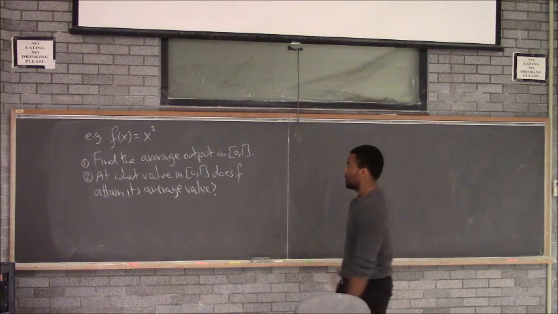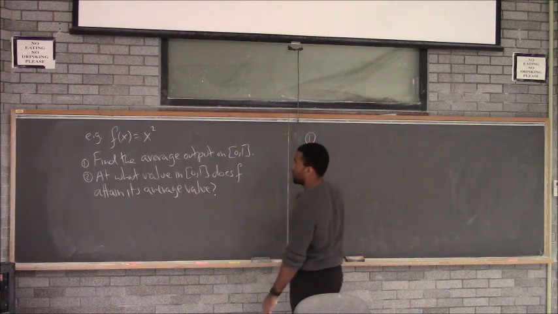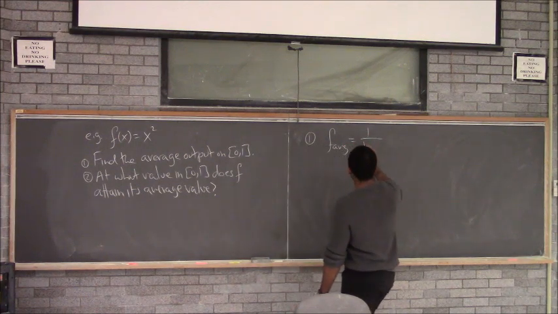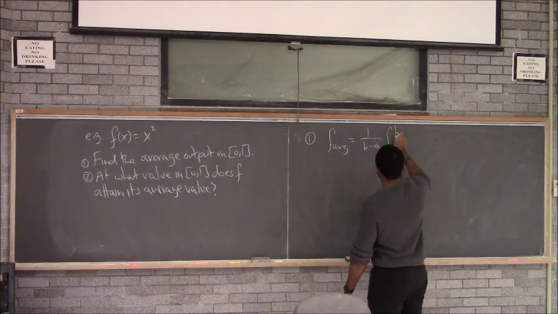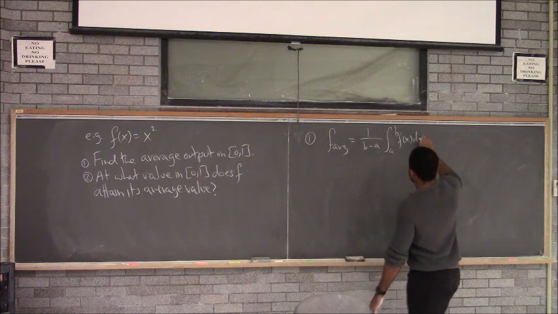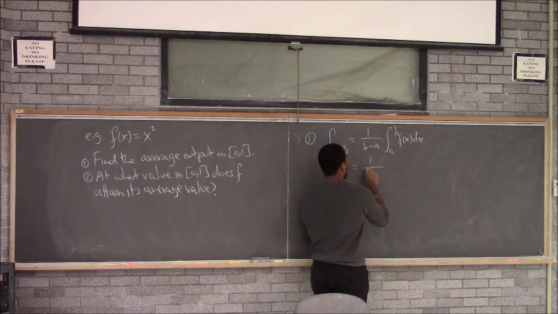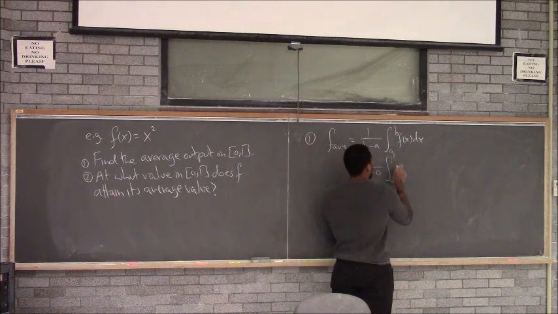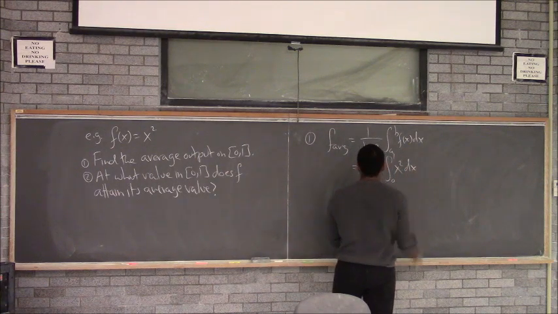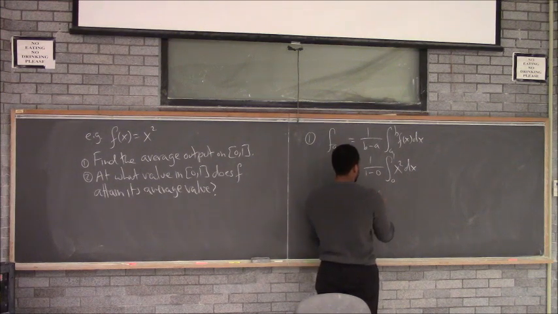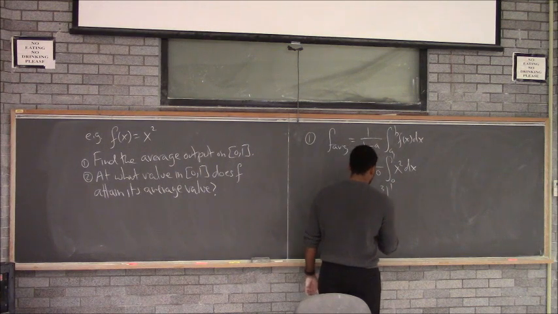But yeah, here, we know that the average value is given by 1 over b minus a times the integral from a to b of our function. Here, b is 1, a is 0. So 1 over 1 minus 0 times the integral from 0 to 1 of x squared dx. That's just 1 times x cubed over 3 from 0 to 1, so that's a third.